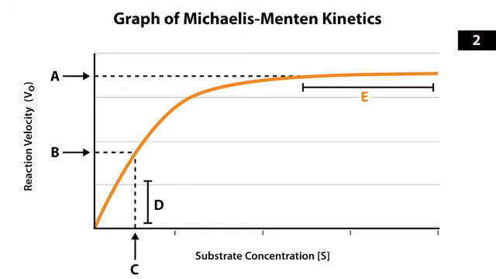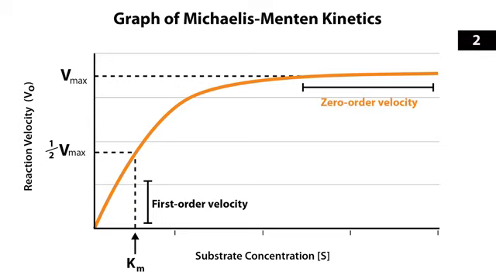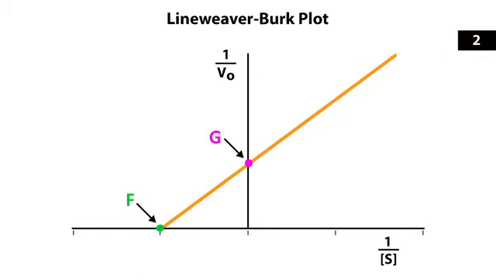answers together. On the Michaelis-Menten graph, A is Vmax, B is 1/2 Vmax, and then C is Km, which is the concentration of substrate needed to achieve 1/2 Vmax. D is indicating the region of first order velocity, and E is indicating the region of zero order velocity. And on the Lineweaver-Burk plot, F is 1 over minus Km, and G is 1 over Vmax. You're probably just going to have to memorize those two.